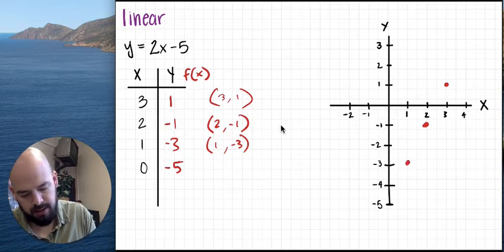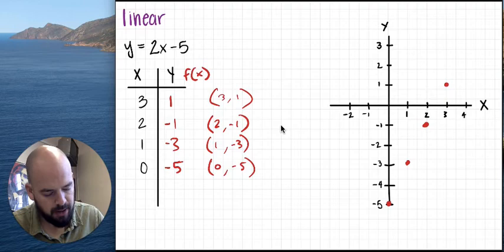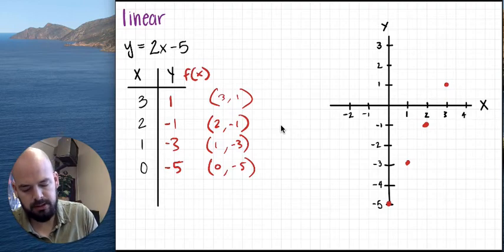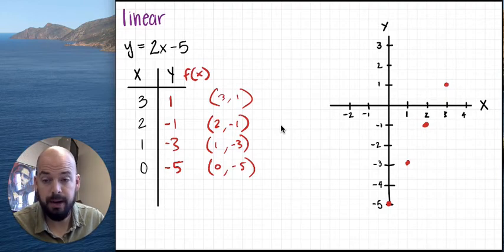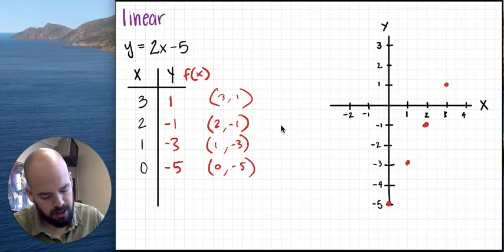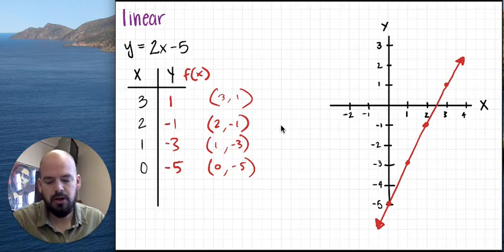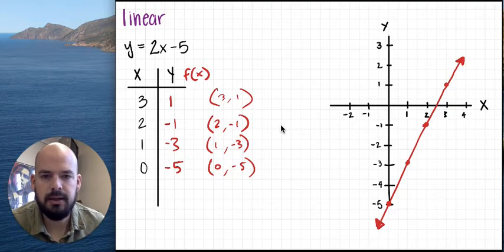I'll plot that. And my last point is 0, negative 5. And I'll plot that. Now look at what we've got here. I've got 4 points that correspond to the 4 pairs of coordinates in my input-output table. And if I connect them, I am getting a straight line. And we said the definition of a linear function is a function whose graph is a straight line.